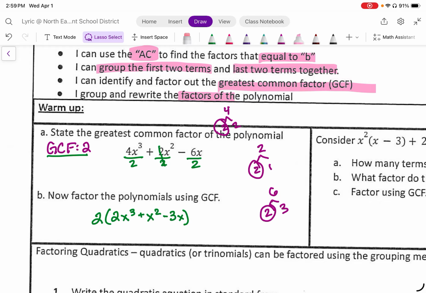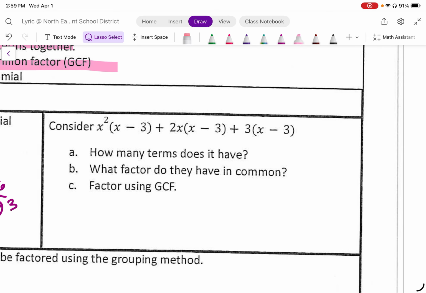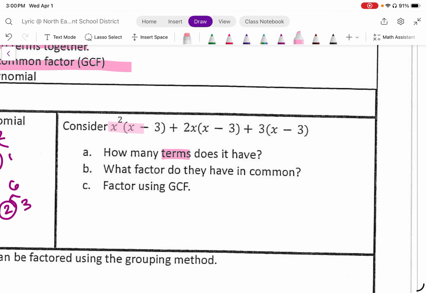Now, second piece of the warm-up says, consider x squared times x minus 3 plus 2x times x minus 3 plus 3 times x minus 3. First question is, how many terms does it have? We remember that terms are separated by plus or minus signs. So the first term we have here is this one, then we have this one, and then we have this one. So altogether, this has 3 terms.